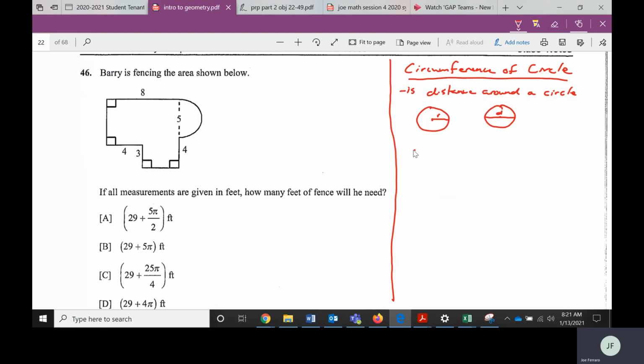If you have R, the common formula used is 2 pi R. If you have D, the common formula used is pi times D. And unless otherwise stated, you're going to use 3.14 for pi. So that should look familiar.